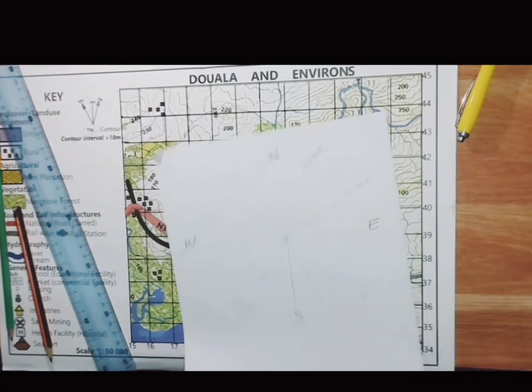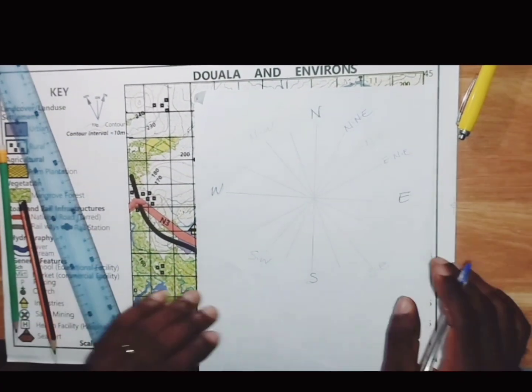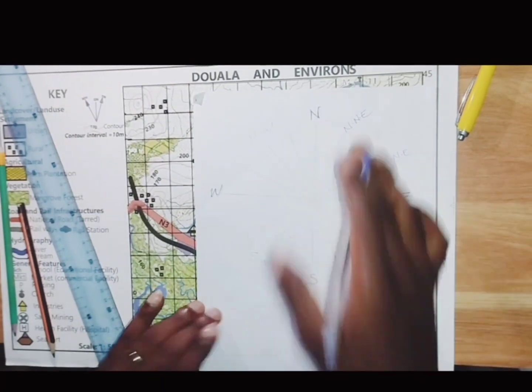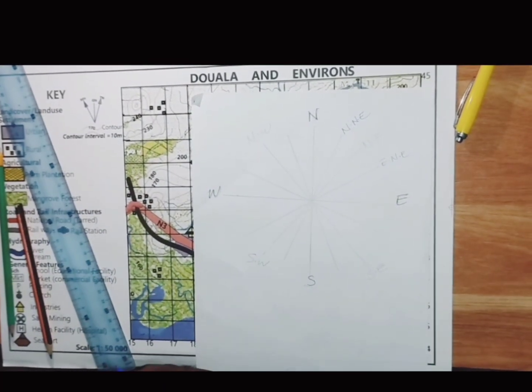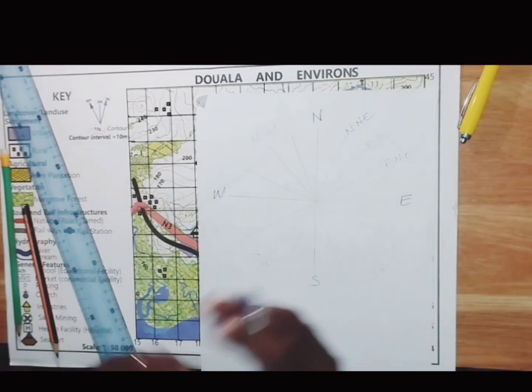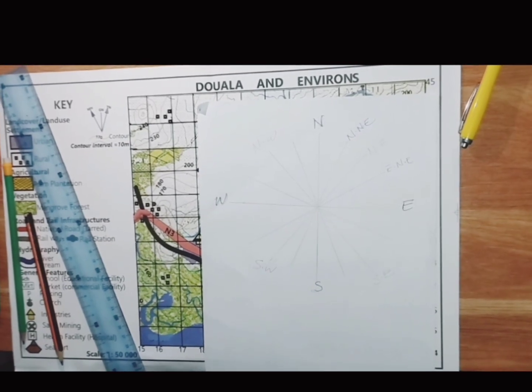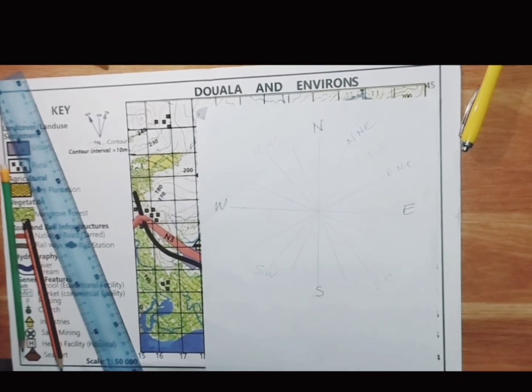So already this is a cardinal direction that we have seen. We need to come out together with all the 16 directions to make it complete. And from there, we are going to also see how to come out with bearings. Very simple and very easy to calculate.